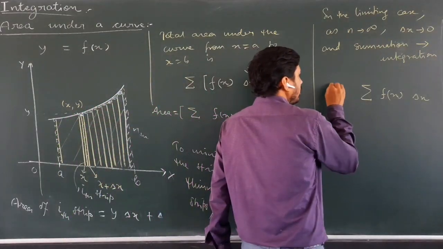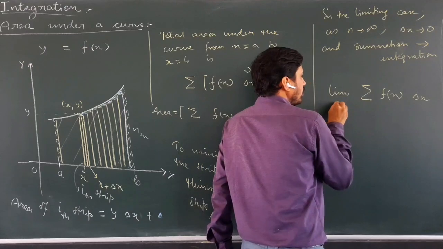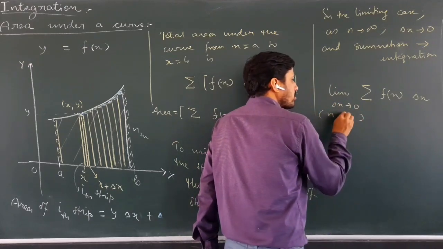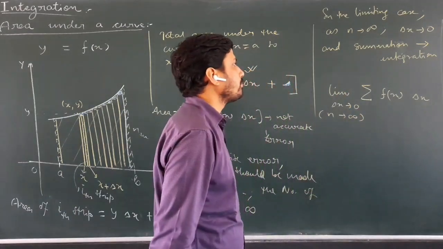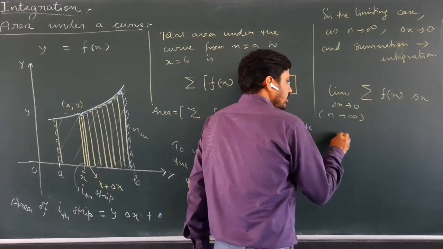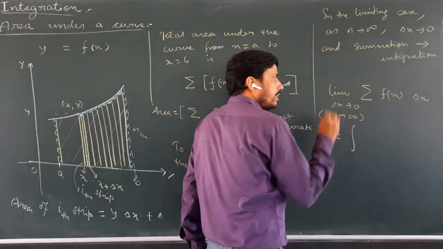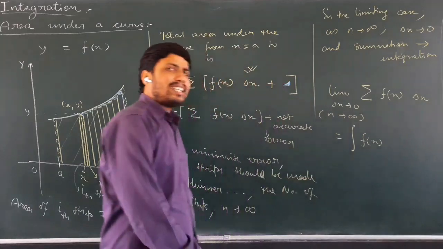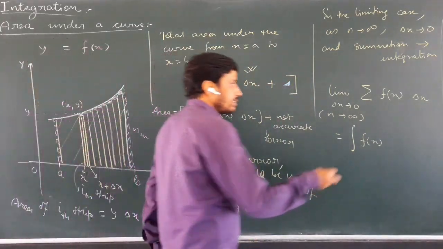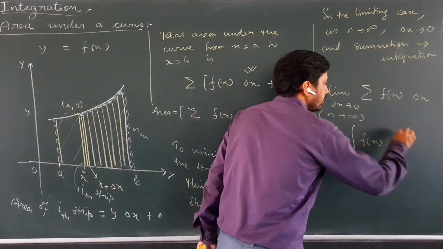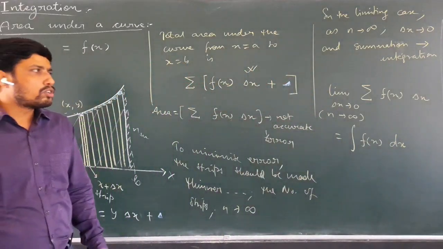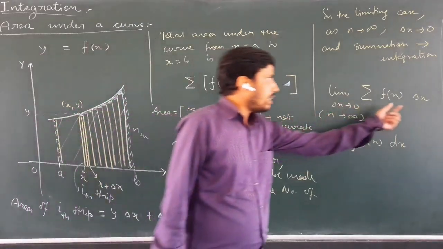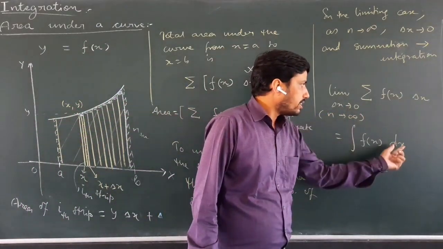Now here we have limiting case when delta x tends to 0. You can also understand that number of strips tends to infinity. Under this limiting case, this summation will become integration. f(x) remains as such, and you know students, if delta x tends to 0, we write it as dx. I have introduced this concept of dx and dy in case of derivatives. So since delta x tends to 0, this we will write as dx.